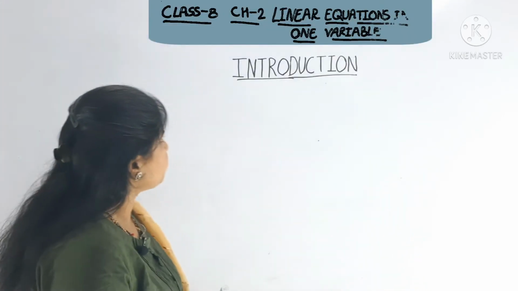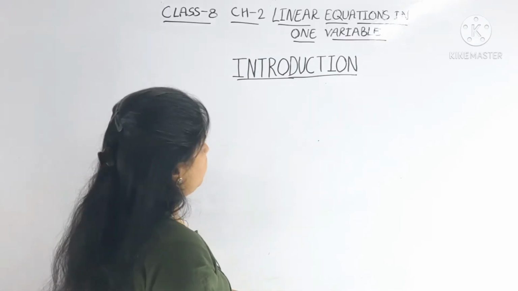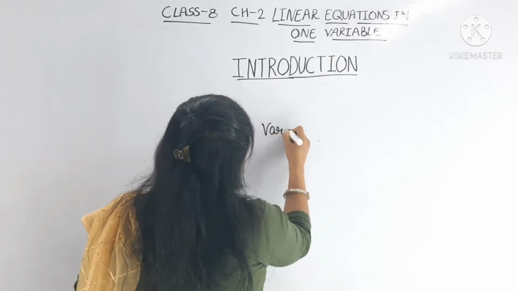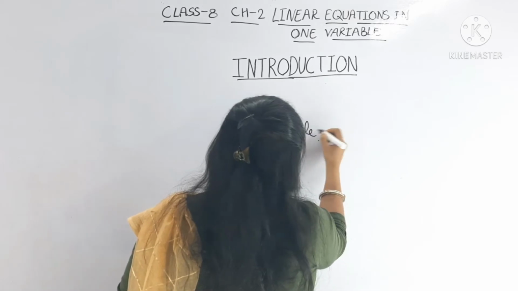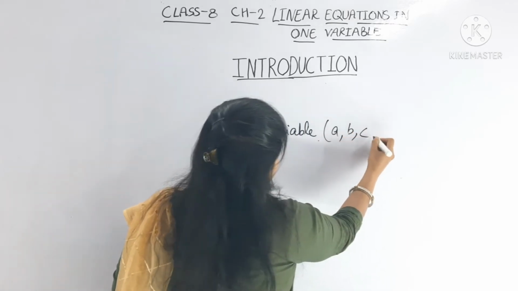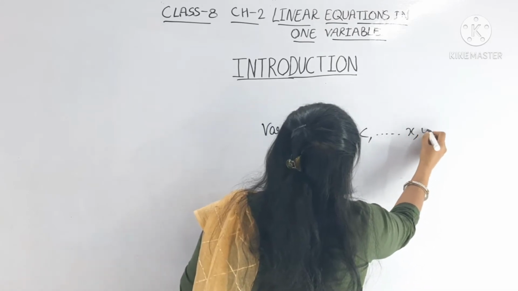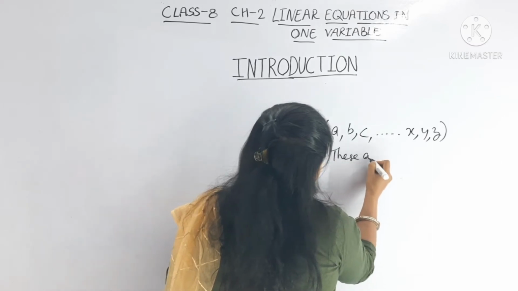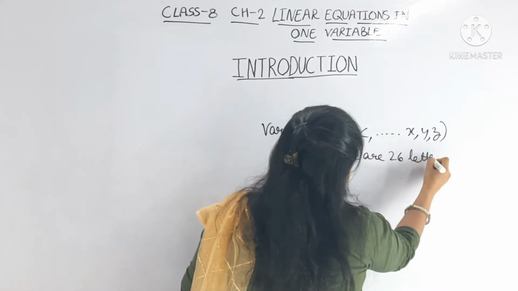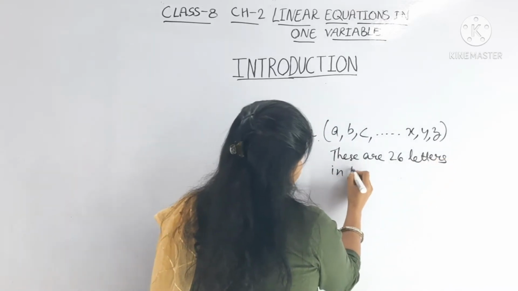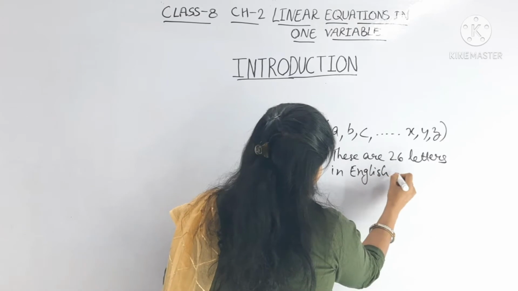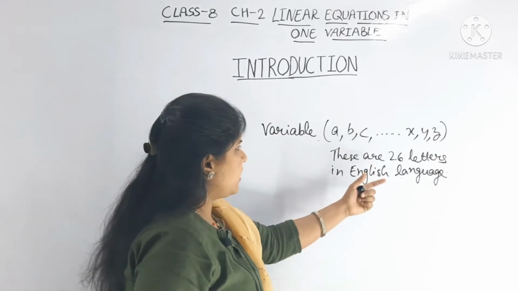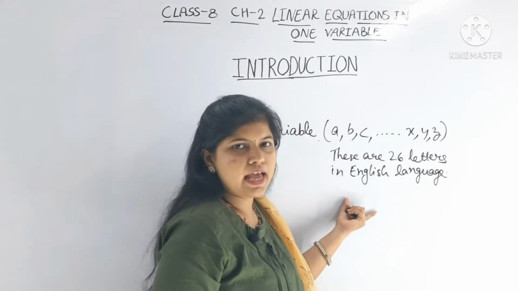So let's see, what do you mean by variable? Here is A, B, C up to X, Y, Z. What do you call these? These are 26 letters total in the English language. A to Z, there are 26 letters in the English language.